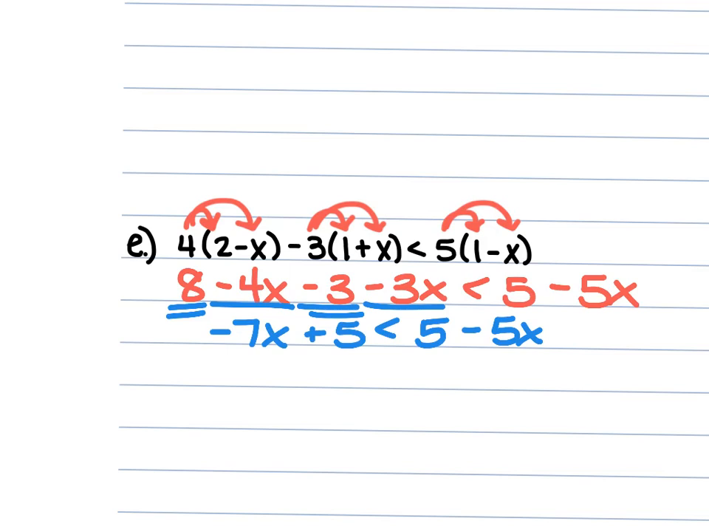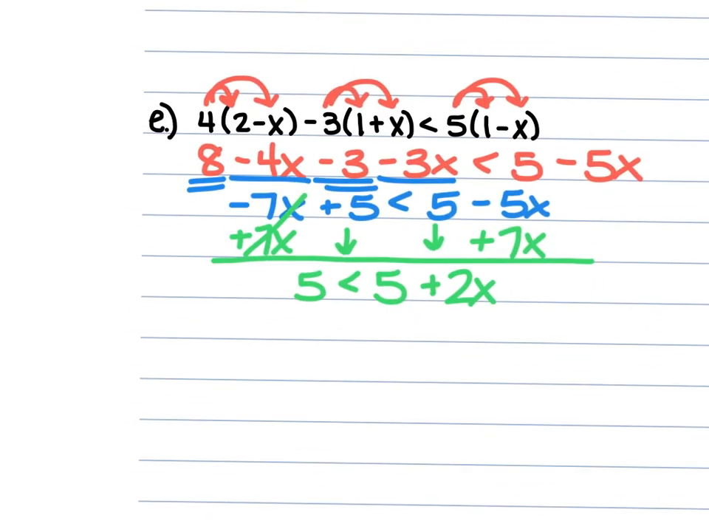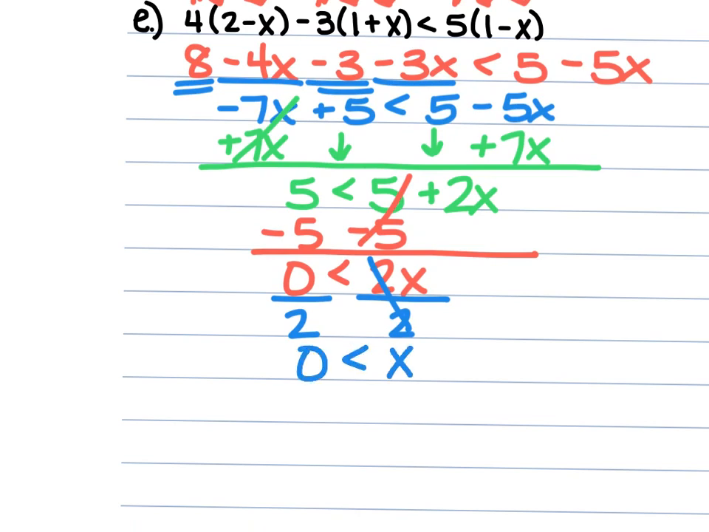I want to move one of those variables over to make them positive, that negative 7x and that negative 5x. If I add the 7x to both sides, I'm going to get a positive 2x. I am left with 5 is less than 5 plus 2x. From here, I'm going to subtract that 5 from both sides to get 0 is less than 2x, and then divide each side by 2 to get 0 is less than x. Again, you want that x first, so rewrite this to be x is greater than 0.